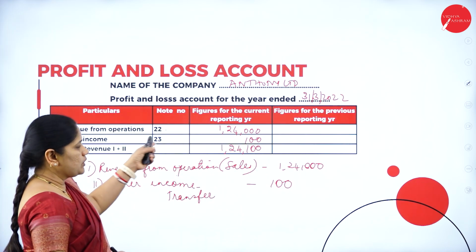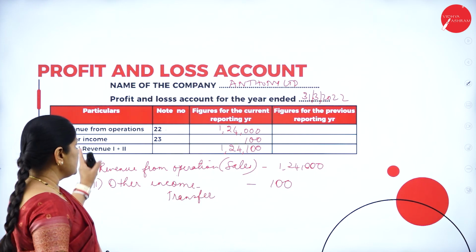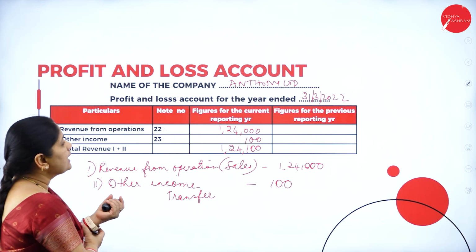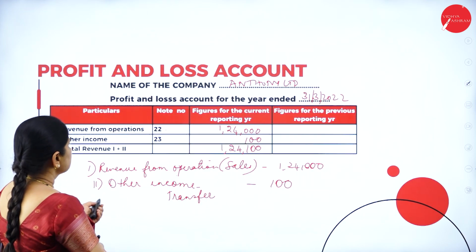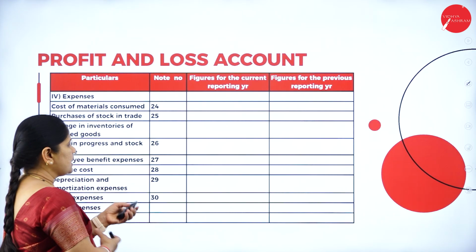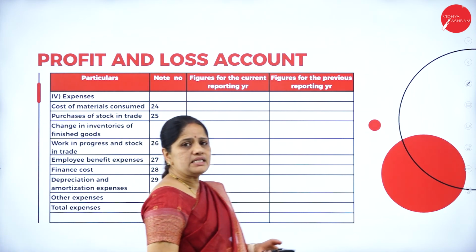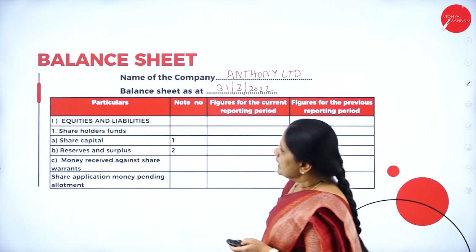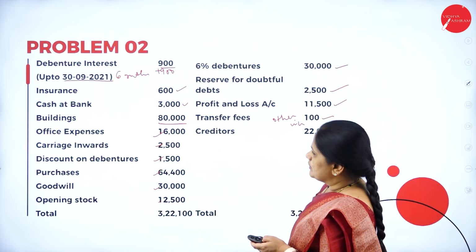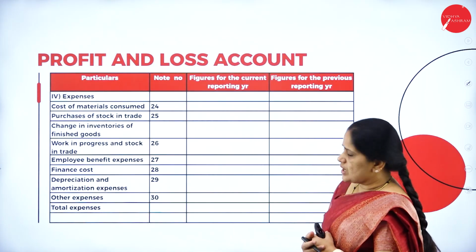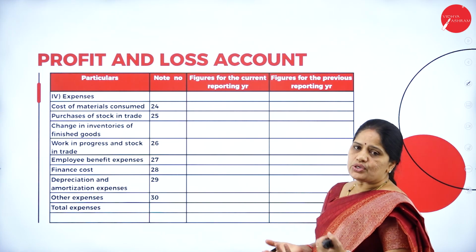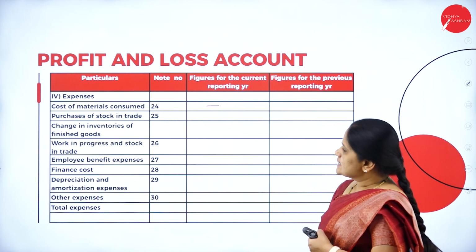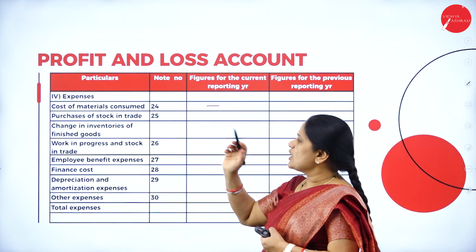So revenue from operations 1,24,000, other income 100. So total revenue is 1,24,100. Next one. So expenses. Now the cost of materials consumed. We have to see what is the cost of materials consumed given in the problem. So we have here cost of materials consumed, but there is no amount relating to it. So it is nil.